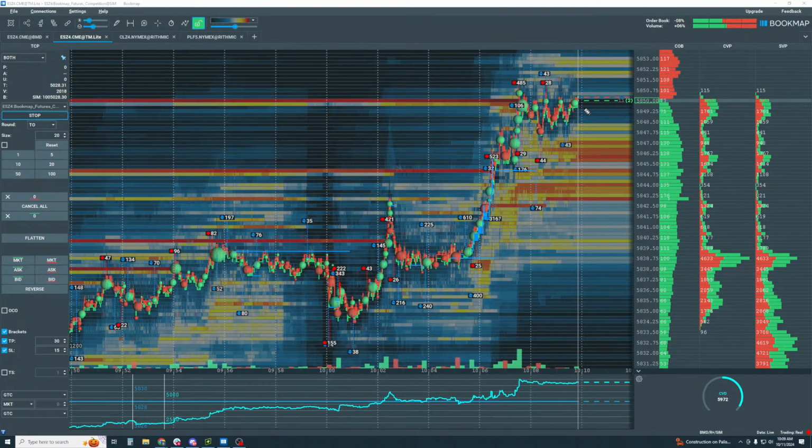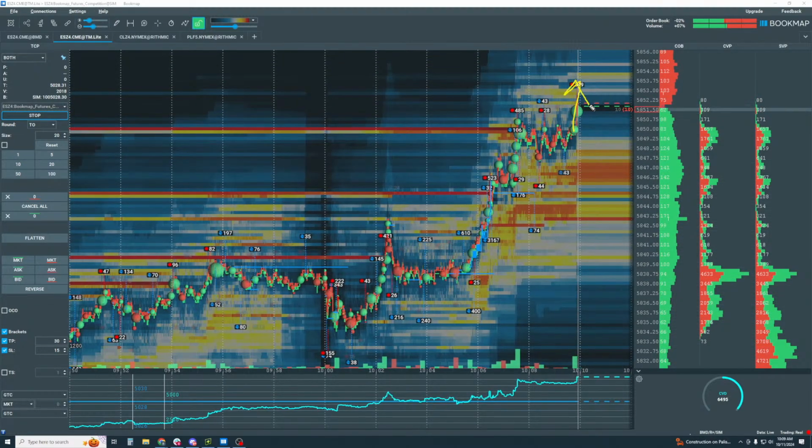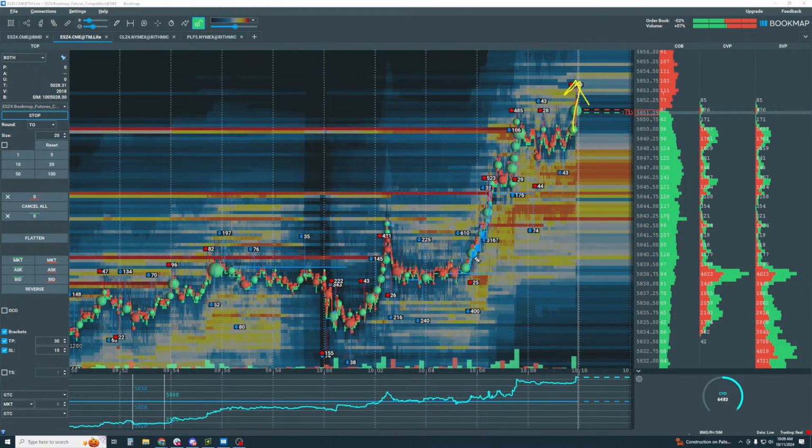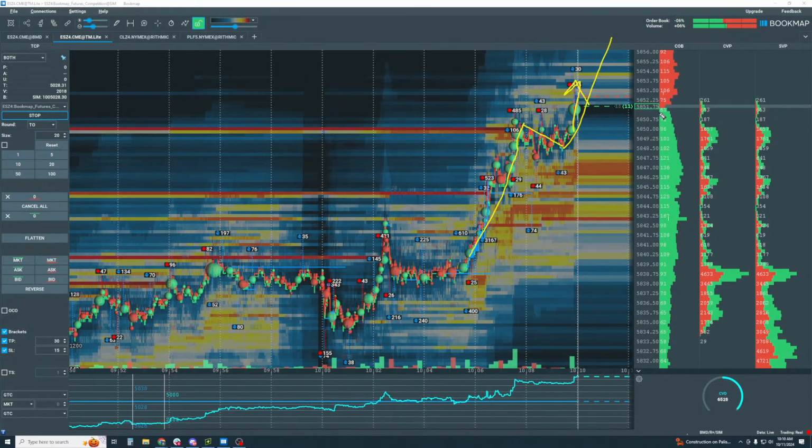Right now, you can see what's happening. We're actually getting more demand. So we look for this to continue now. This turns into potentially a beautiful flag pattern.